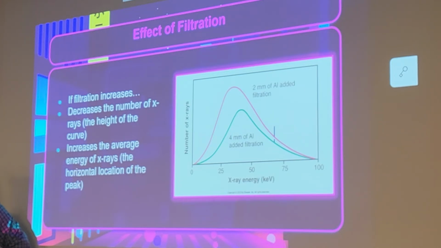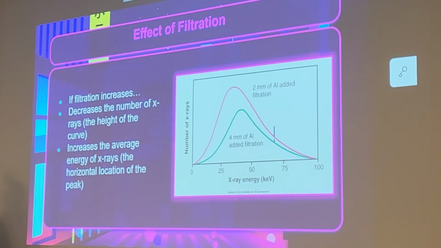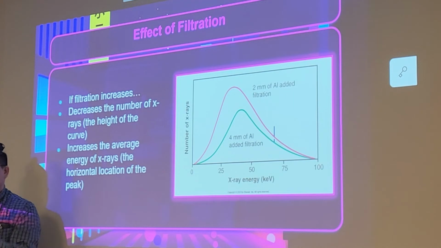I don't need a number. All you need to know is that it's one half value layer. That's the concept I need you to understand. That's the minimum you can drop, is the 1/2. One half value layer will drop you by 50%. Two half value layers will drop you down to what value? 25%. Very good.